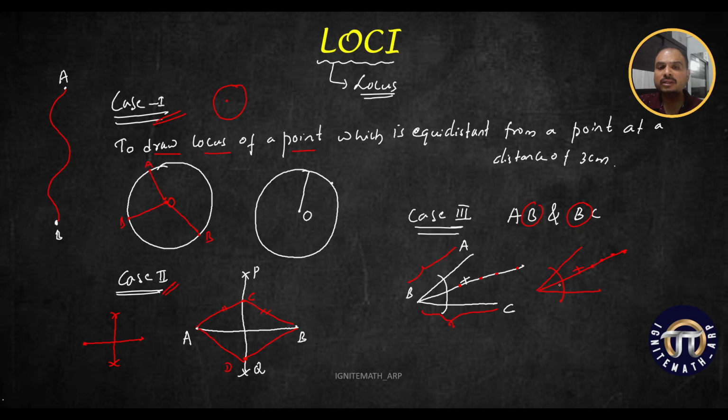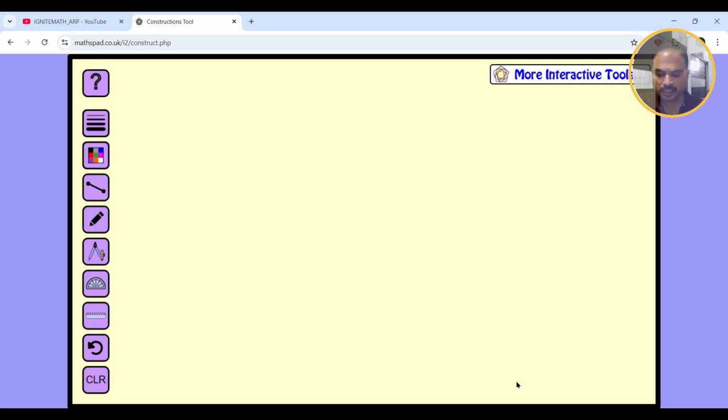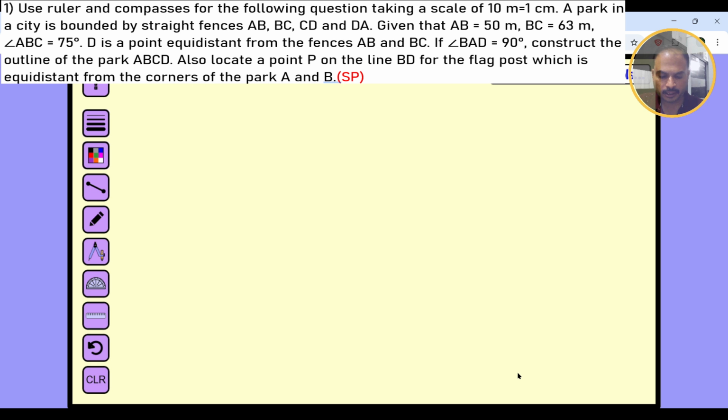Now let us see some examples. See children, this is the first example. I have taken a question from the sample paper 2025.